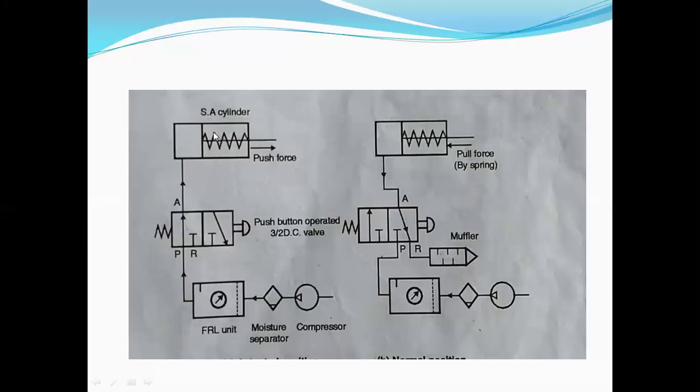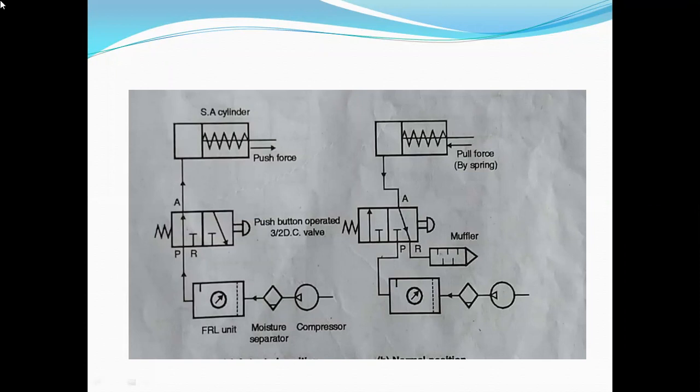So for the smooth functioning of any component, lubrication is a must. So to provide lubrication, the lubricator is provided, so that the dry air is lubricated somewhat, and the lubricating oil which is flushed into your compressed air is supplied to the system for the proper and smooth functioning of your system.